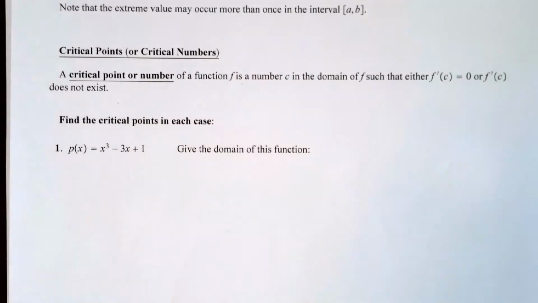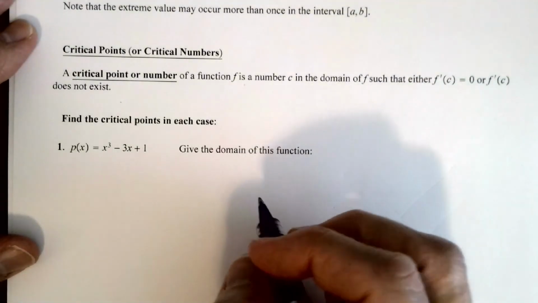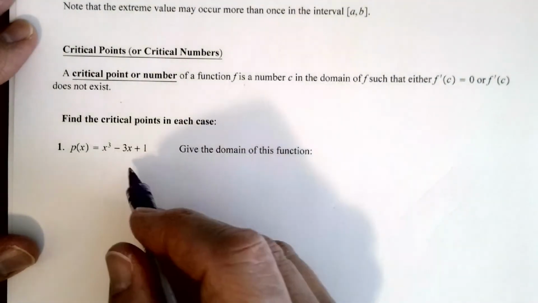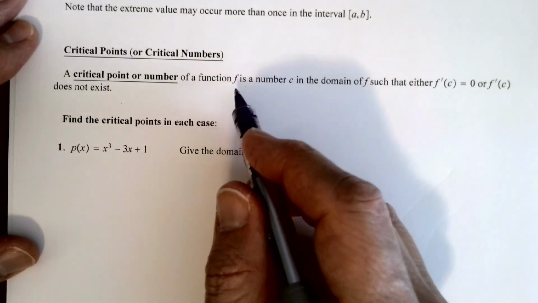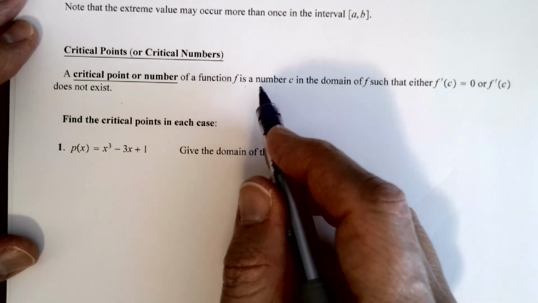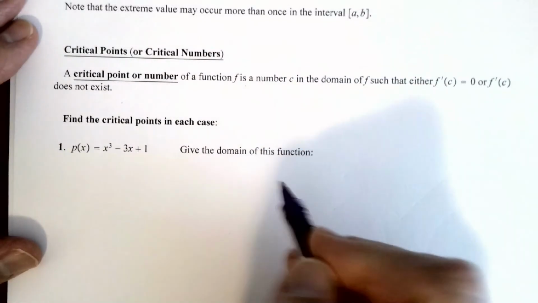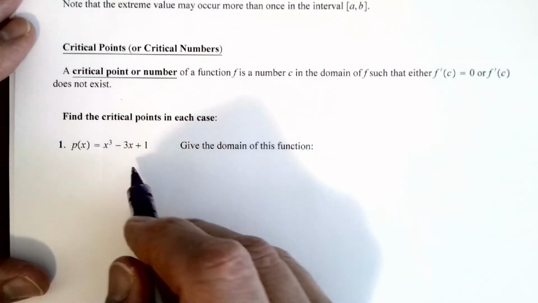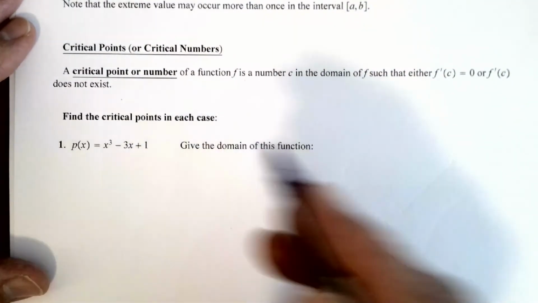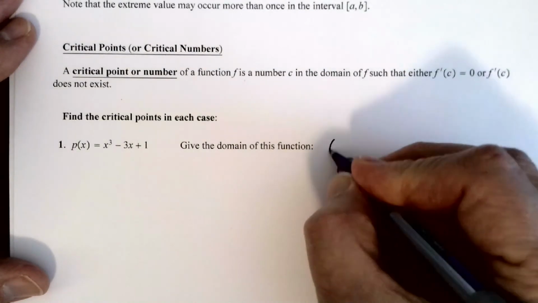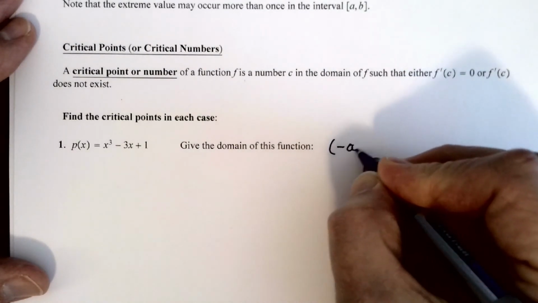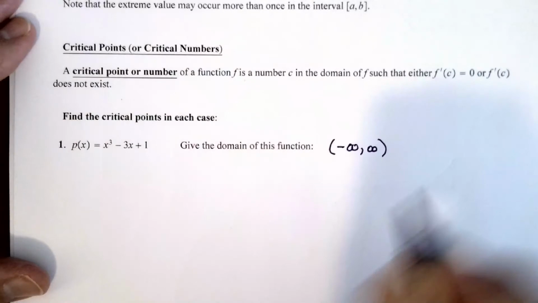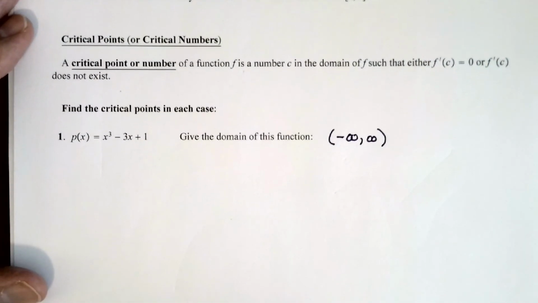So I want to find the critical points for the function p of x. So what do we do to find the critical points? First of all, note that a critical number is a value in the domain of the function. So we need to know what the domain of the function is when we start off. What's the domain of this function here? It's a polynomial, so the domain's all real numbers. I have no problem with any value of x going into that function.